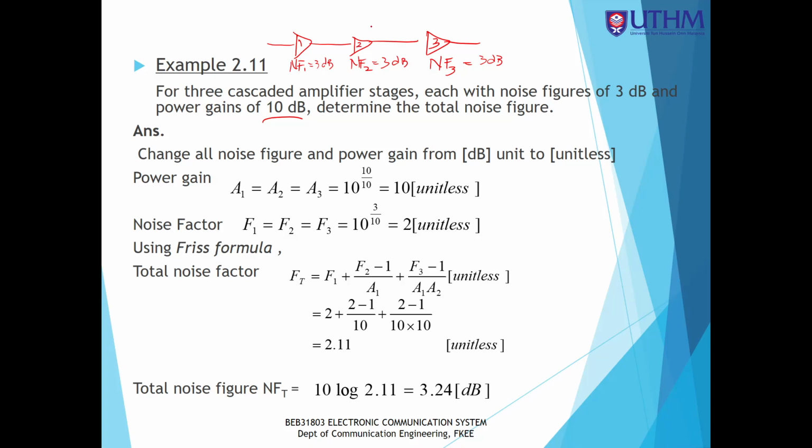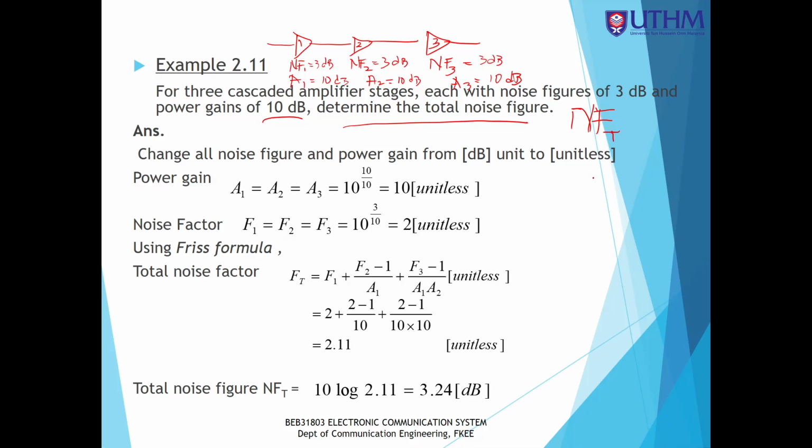And then the gain is given as A1 10 dB, A2 10 dB, A3 10 dB. Okay, so to all students, if you are given these kinds of questions, I would suggest you draw so that you can see how the system looks like. Kalau kamu melukis, kamu boleh nampak macam mana gambaran soalan ini sebenarnya. So the question asks, determine the total noise figure, NF total.